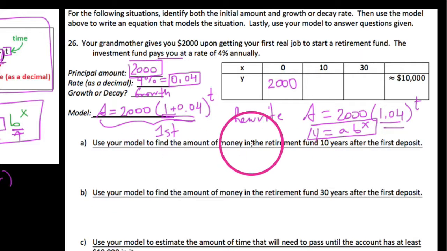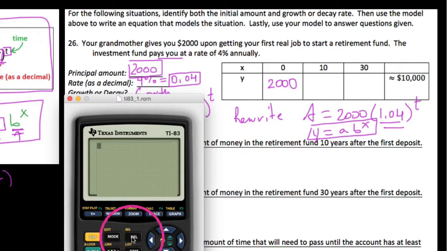Okay, so using our model, we're going to find the amount of money in the retirement after 10 years after the first deposit here. It just means that we just need to pick up our calculator here, and we can do it one of two ways. I'll do it the first way here. 1 plus 0.04 would be what I'll write on the inside this time. We'll take this to the 10th power, 10 years later. We could get this answer right here.